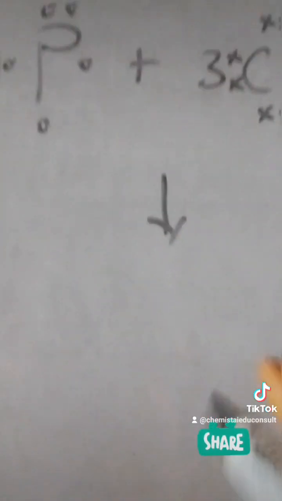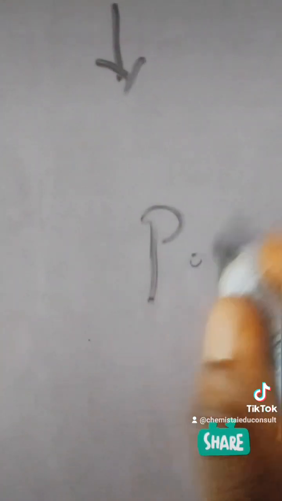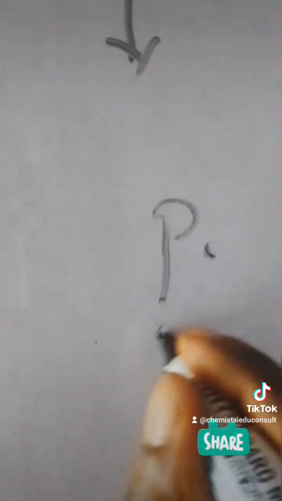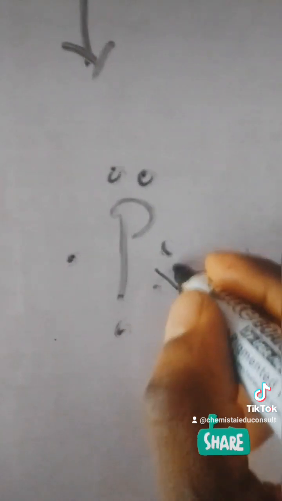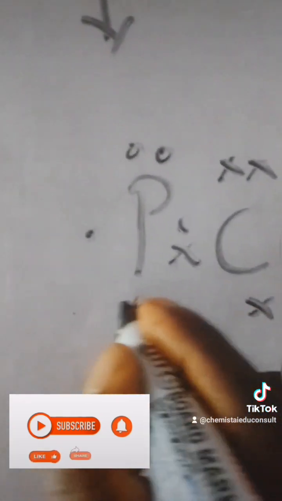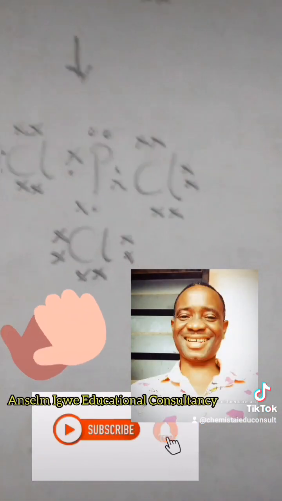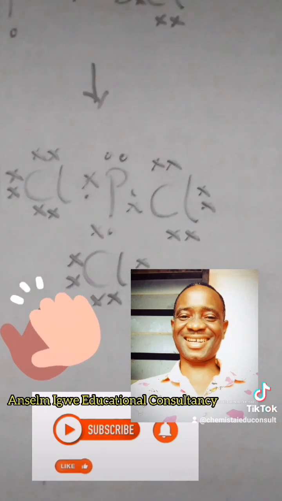So let's go. Phosphorus will now be at the middle. Then one chlorine we pair up here. Another chlorine we pair up here. Another chlorine we pair up here. So this is the dot and cross diagram for phosphorus trichloride.